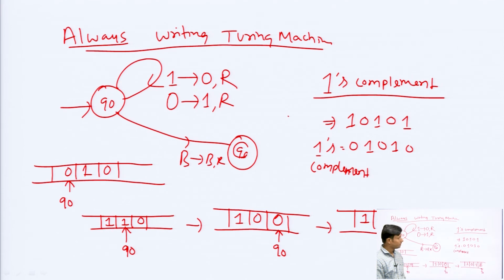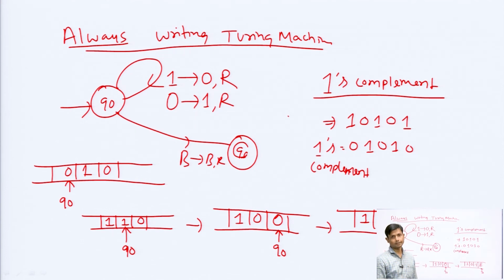Similarly, you can do the 2s complement with a Turing machine. It is not that you must always use the always writing Turing machine. Maybe other kinds of Turing machine, the standard Turing machine, you can have, like the addition of 2 numbers, subtraction of 2 numbers, multiplication of 2 numbers, a to the power n also we can find out like that.